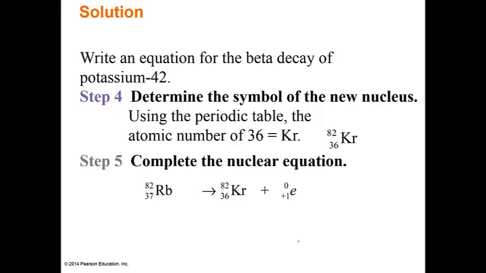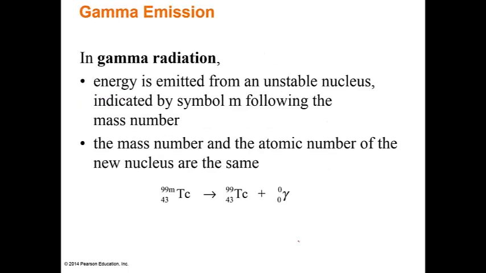It'll go from rubidium-82 to Kr-82 plus the release of the positron, okay? So our mass stays the same, but our atomic number decreases.